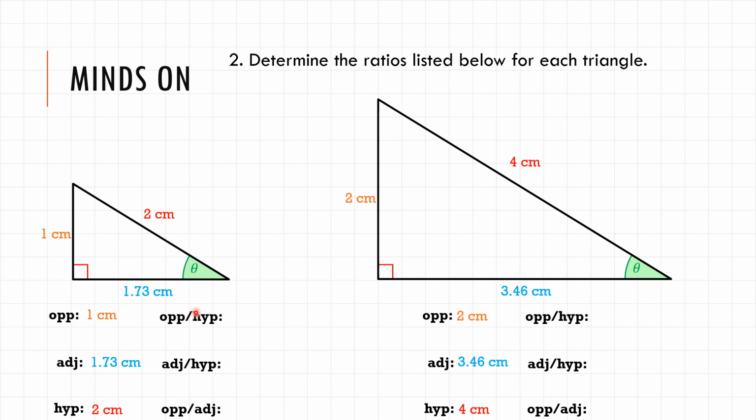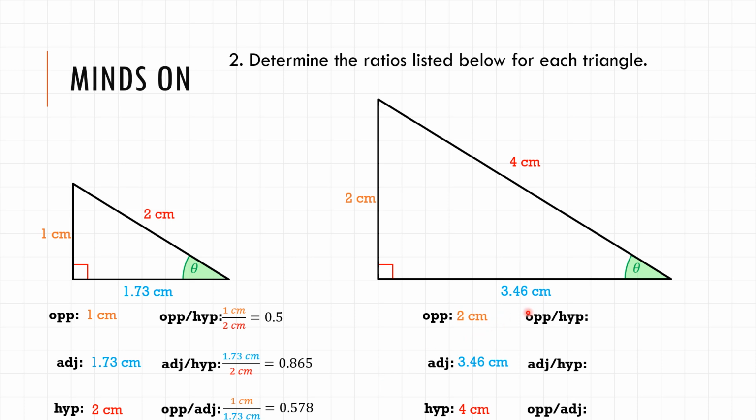And now when we look at the ratios, if I take the opposite divided by the hypotenuse, 1 divided by 2, 0.5, easy. Adjacent divided by hypotenuse, 1.73 divided by 2, 0.865. And finally, opposite divided by adjacent, that's 1 divided by 1.73, is a much longer number, 0.578, but this is all we'll keep it to for now.